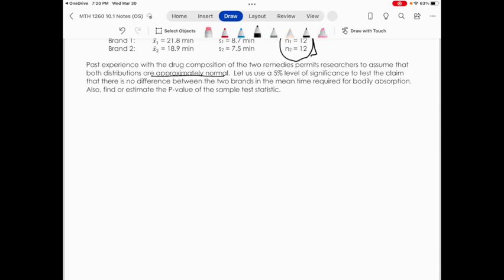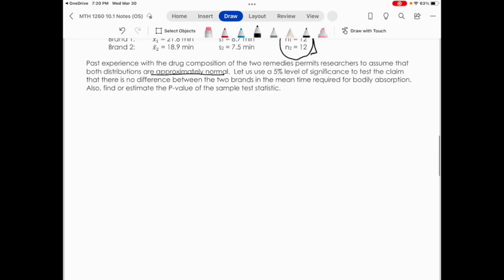Okay, let's use a 5% level of significance to test this claim that there is no difference between the two brands in the mean time required for bodily absorption. So here's some more key information here. We're checking to see if there's a difference between the two brands. It doesn't say if we're checking that one's greater than the other, one's less than the other. We're just looking to see if there's a difference.